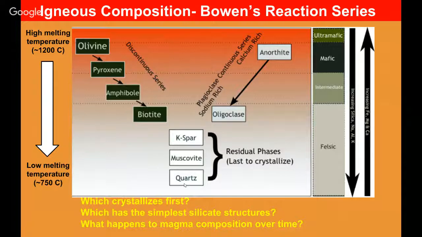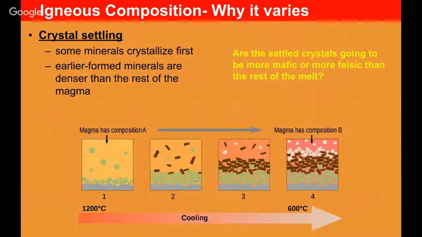So which of these will crystallize first? That would be the one with the highest melting temperature. So olivine will crystallize first as things start to cool, and quartz will crystallize last because it has the lowest melting temperature. As the magma cools down, these more mafic minerals, which are up here on our Bowen's reaction series, will crystallize first, and then you're left with a more felsic type composition where you have K-feldspar, muscovite, and quartz. So here's kind of the conceptualization of that.